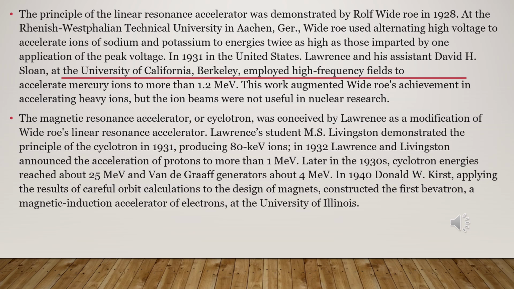In 1932, Lawrence and Livingston announced the acceleration of protons to more than 1 megaelectronvolt. Later in the 1930s, cyclotron energies reached about 25 megaelectronvolts and Van de Graaff generators about 4 megaelectronvolts. In 1940, Donald Kerst, applying the results of careful orbit calculations to the design of magnets, constructed the first betatron, a magnetic induction accelerator of electrons, at the University of Illinois.